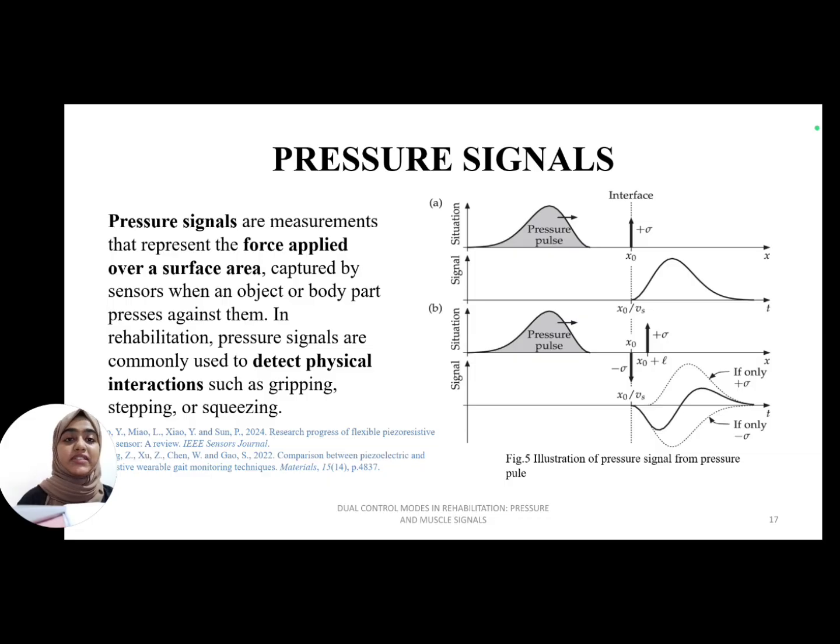So first of all, we have pressure signals. Pressure signals are measurements that represent the force applied over a surface area, captured by sensors when an object or body part presses against them. In rehabilitation, pressure signals are commonly used to detect physical interactions such as gripping, stepping or squeezing. So you can see our basic pressure signals.